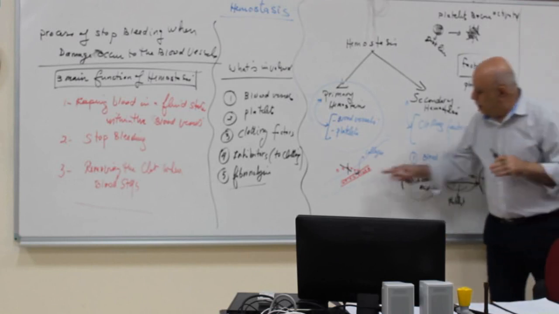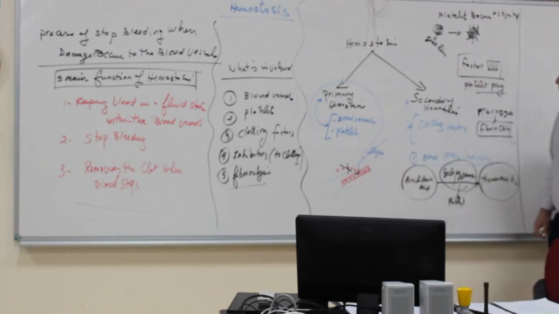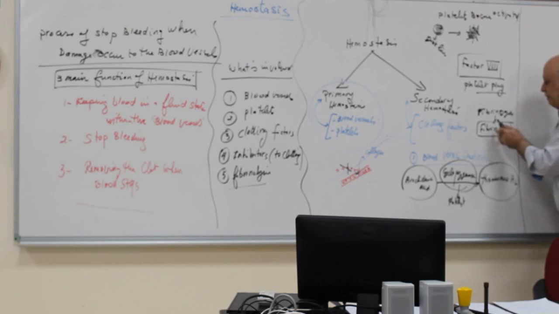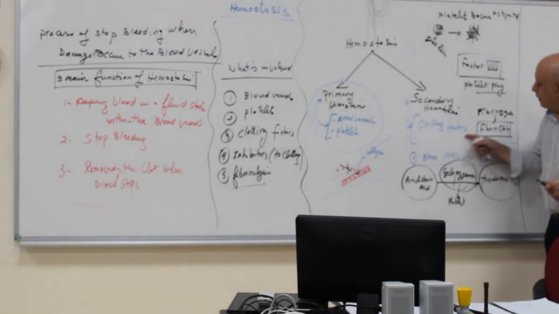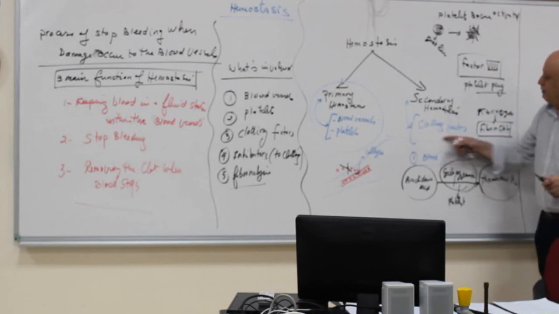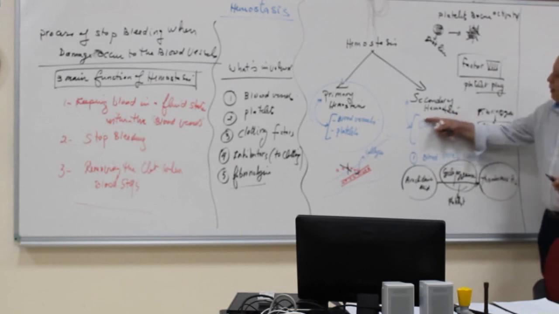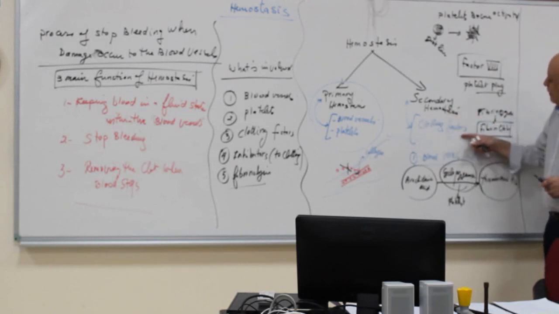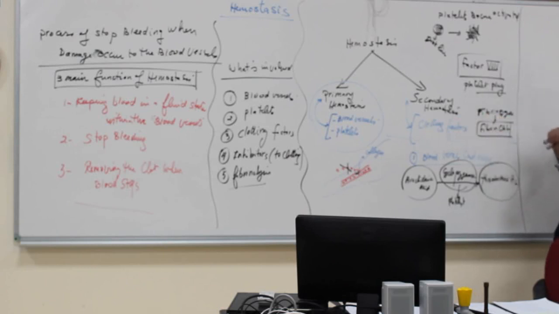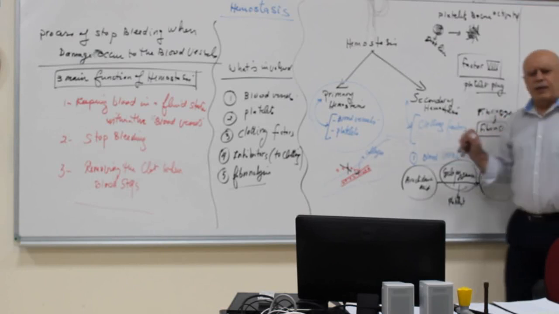The blood vessels stop losing blood by forming a fibrin clot from fibrinogen, with the cooperation of the clotting factors. Clotting factors become activated and turn fibrinogen into fibrin. Now, and this will stop.